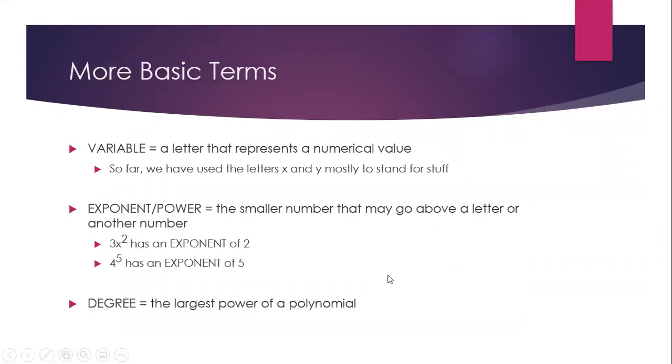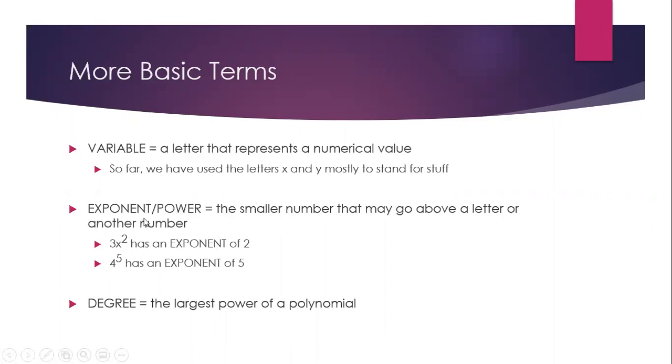Let's get some more basic terms. A variable. A variable is a letter that represents a numerical value. So in other words, so far we use x and y. We were able to plug in x's to get y's, and x could be any number we want it to be, and we could plug in x is 0, and x is 1, and x is 2, and y could be different numbers too, and x and y are basically just letters that stand for numbers. They basically stand for stuff.